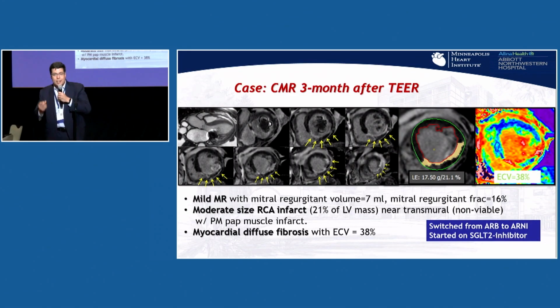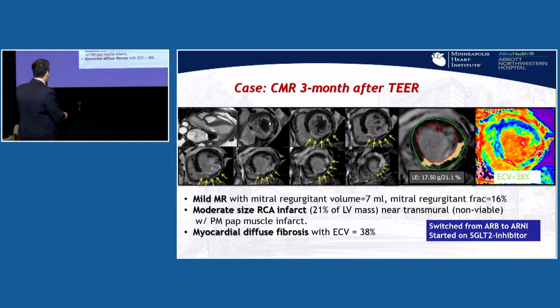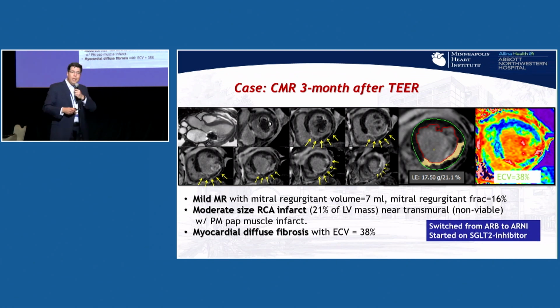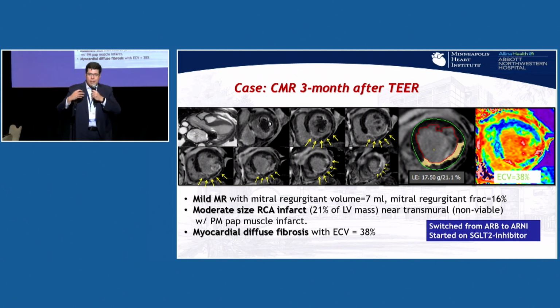And here's a case example of a patient of ours that had a clip, and 3 months later presented with heart failure hospitalization. You can see the artifact from the clip, but you can see here in the yellow arrows the scar that was measured up to 21% of the left ventricular mass, as well as an increase in the interstitium. So this patient obviously is relapsing because of the disease of the ventricle.